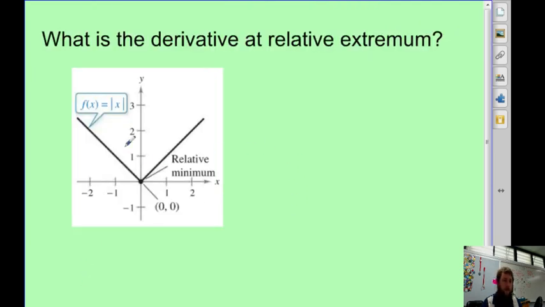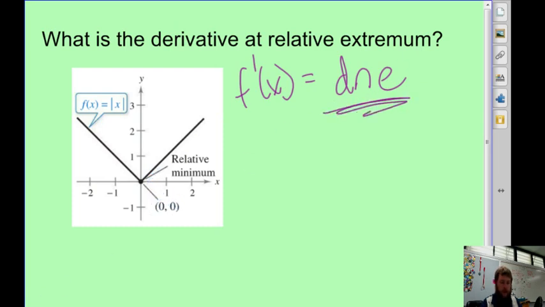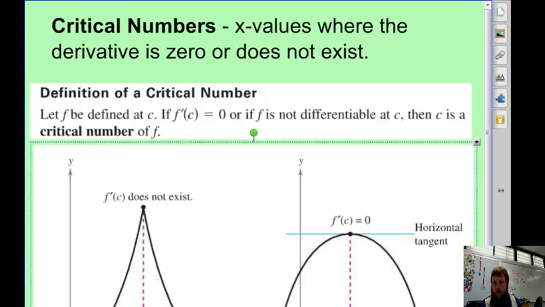Now, what about this one? We have the absolute value of x, and this is a relative minimum here. But if we try to take the derivative f prime of x, this does not exist. You can't take a derivative of an absolute value function right here. So the derivative at that minimum does not exist. And so we know some derivatives don't exist and some are zeros.